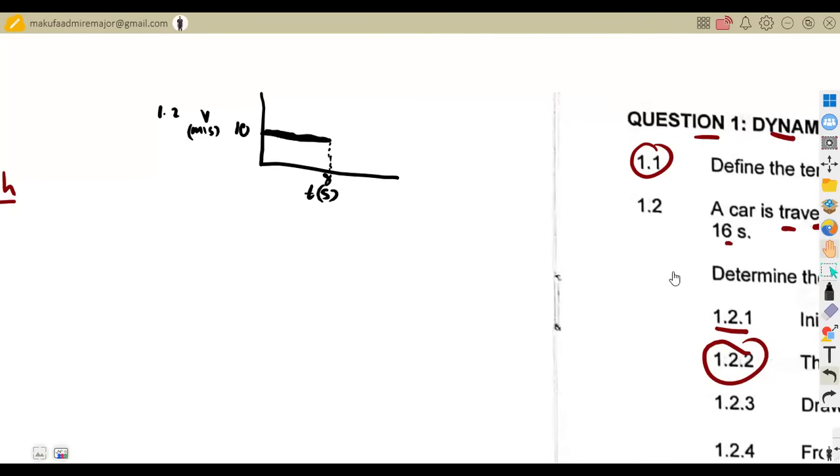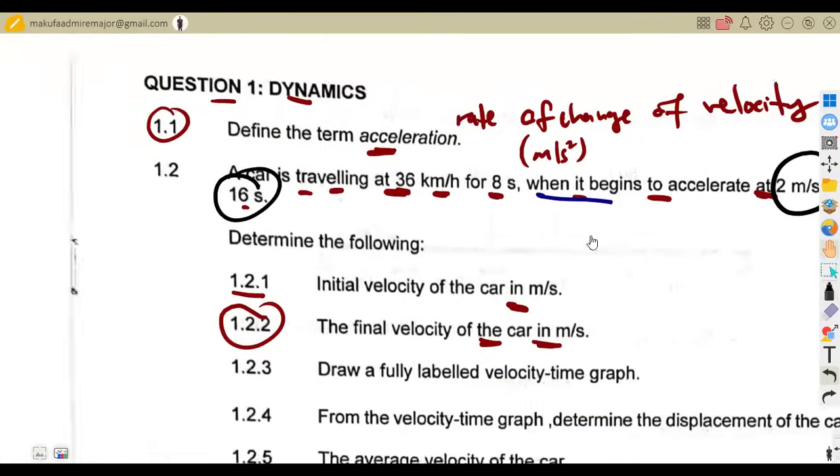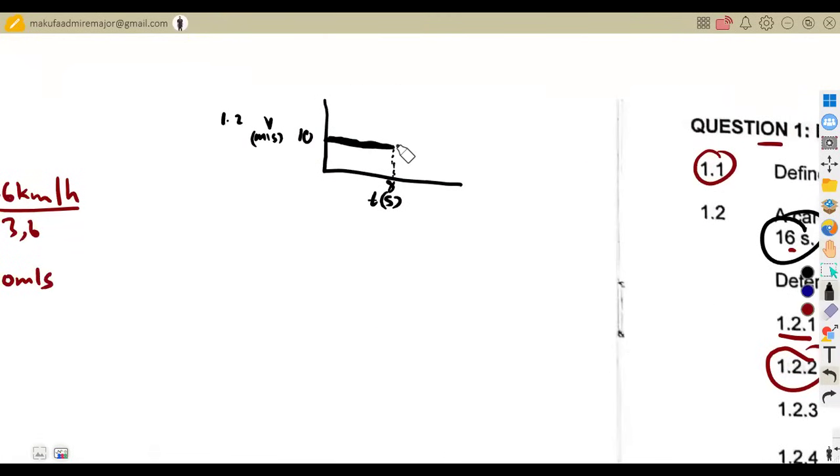But after the 8 seconds, this car started to accelerate at 2 meters per square second for how many seconds? For 16 seconds. So for 16 seconds, there is an acceleration. So for the remaining seconds, the 16 seconds, if we add 8 plus 16, it means we are going to end up at what? At 24. All right, is that so? So this here is going to correspond with 24.